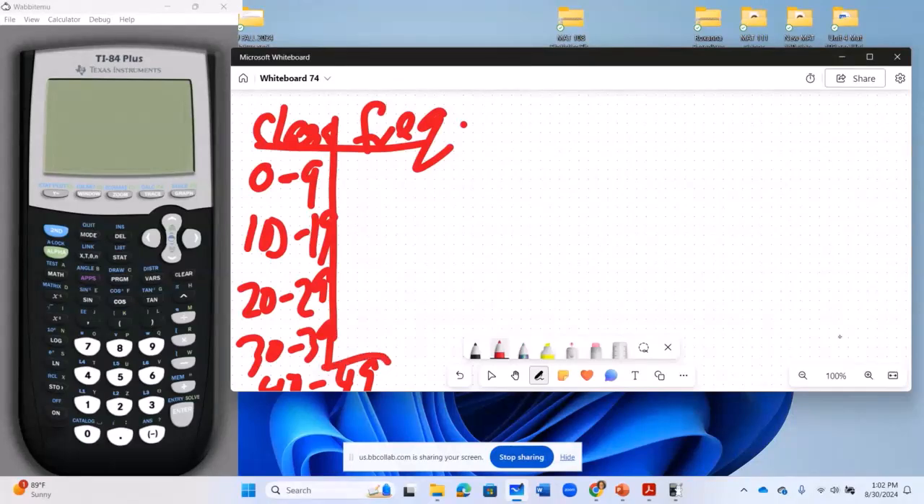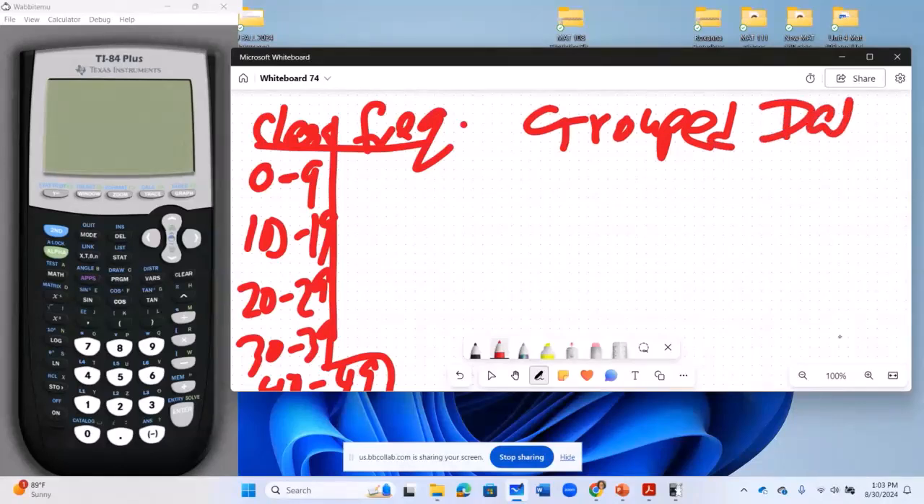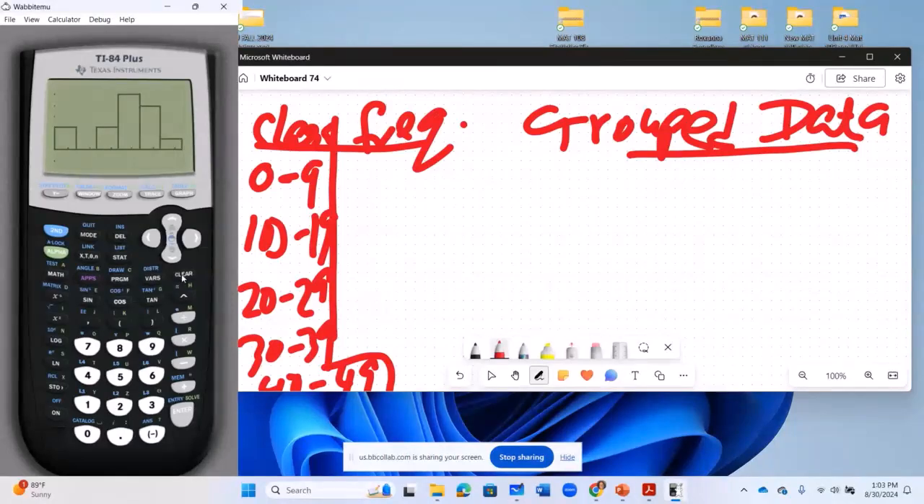So let's put this in, we are trying to group this data. So I'm going to say grouped data. We're trying to group that data we had. Anytime I'm told to group data, it's another way of arranging the data you have, organizing it so that it will be easier to read and interpret.